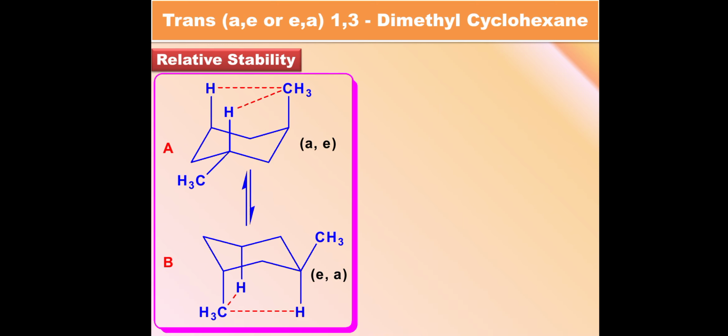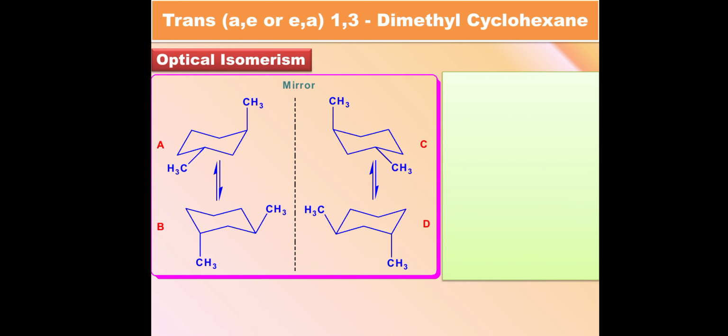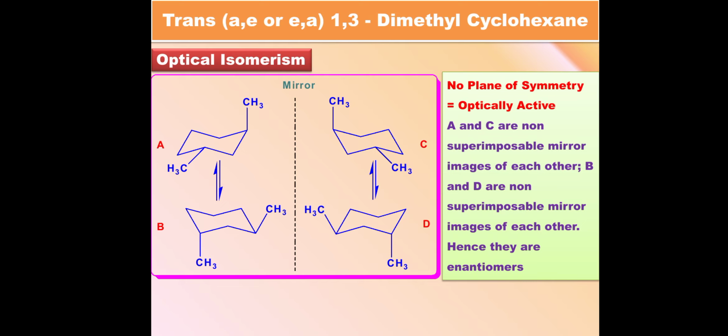In the case of trans axial equatorial or equatorial axial 1,3 dimethyl cyclohexane, either before flipping or after flipping, in both cases one methyl goes to an axial position, so that axial methyl shows two 1,3 diaxial interactions with carbon number 3 and carbon number 5 axial hydrogen. So the energy goes to 1.8 kilocalorie per mole. If you look at the optical activity of trans axial equatorial or equatorial axial 1,3 dimethyl cyclohexane, there is no plane of symmetry, so therefore it is optically active.